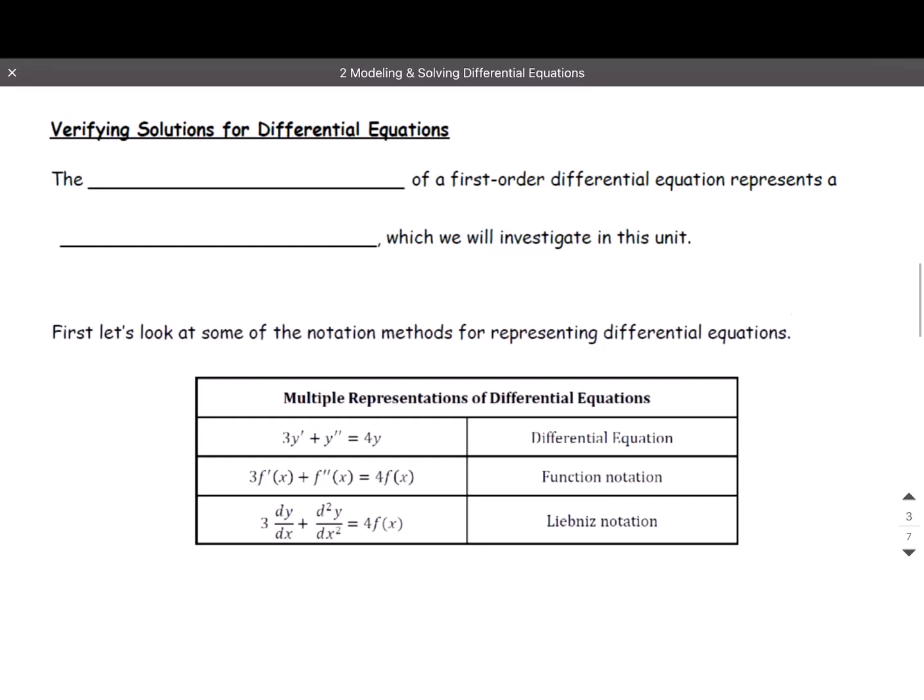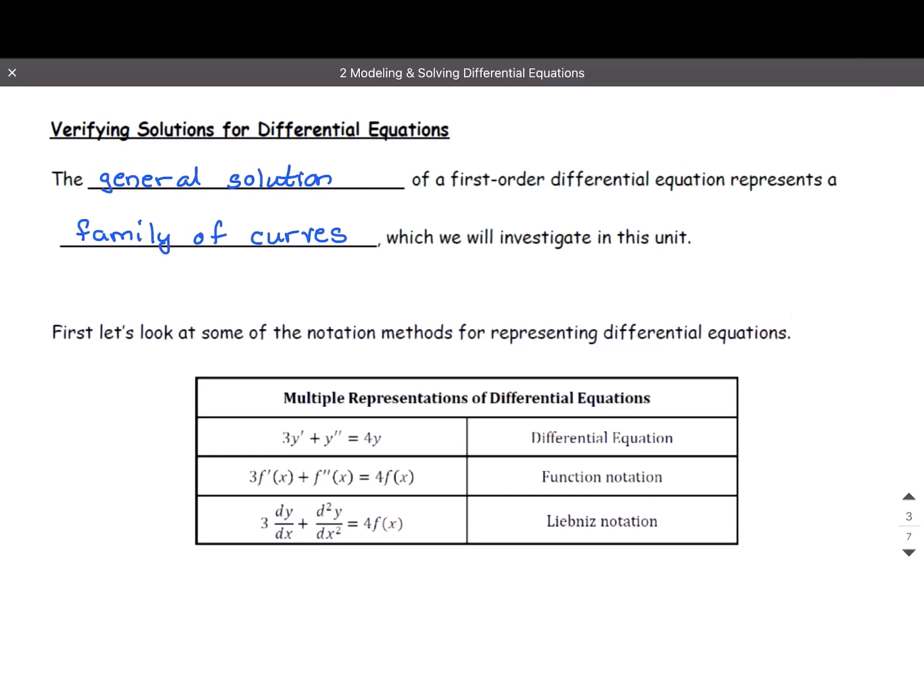Now we're going to verify solutions for differential equations also before we start solving them. Okay, now remember, the general solution of a first order differential equation represents a family of curves. Remember when we did antiderivatives, we had a plus C? That gave us a family of functions because the constants could be different. Well, again, same thing with differential equations. We will have a family of curves, okay?